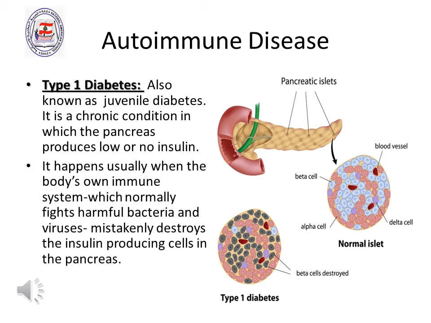Let's start with diabetes type 1, also known as juvenile diabetes, since it happens at a young age. It is a chronic condition. Chronic means it cannot be cured, in which the pancreas produces low or no insulin. It happens usually when the body's own immune system, which normally fights harmful bacteria and viruses, mistakenly destroys the insulin-producing cells in the pancreas.